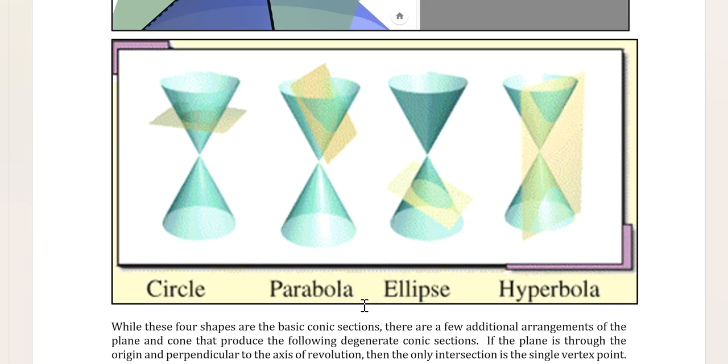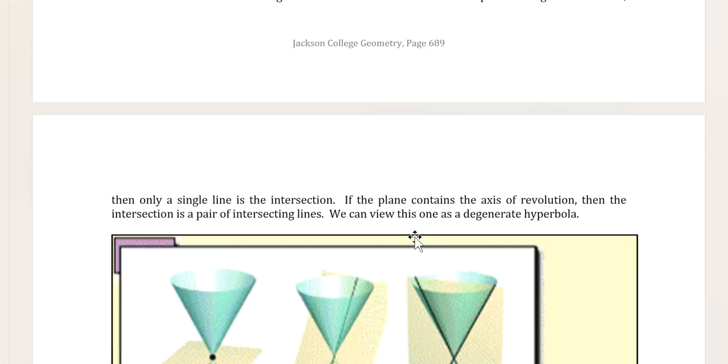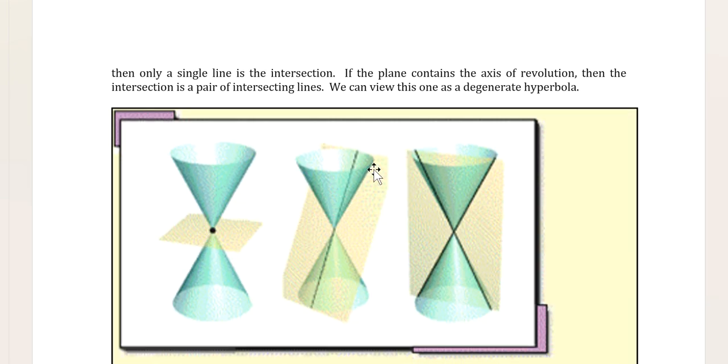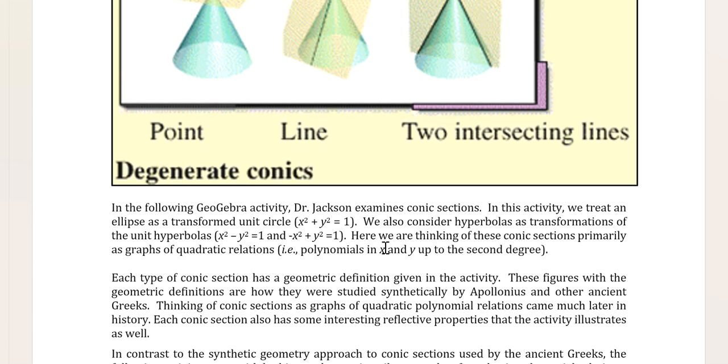This is another graphic that kind of shows how you get a circle, parabola, ellipse, hyperbola, and then the degenerate ones, a point, a line, or two intersecting lines.